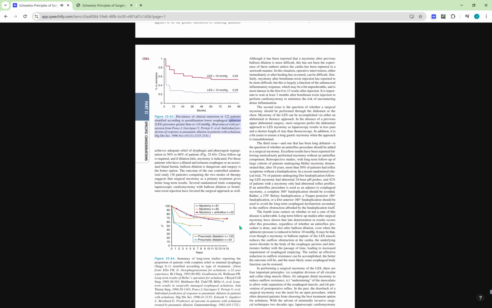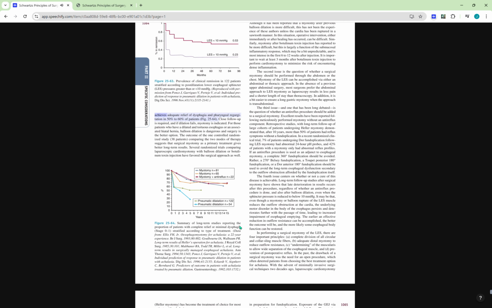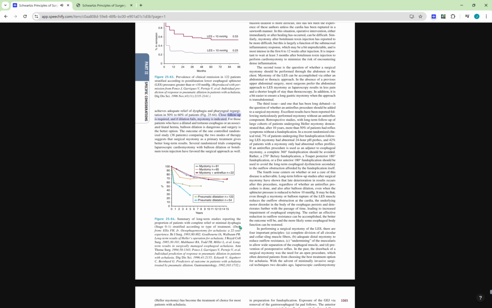according to post-dilatation lower esophageal sphincter pressures greater than or less than 10, achieves adequate relief of dysphagia and pharyngeal regurgitation in patients. Close follow-up is required, and if dilation fails, myotomy is indicated.